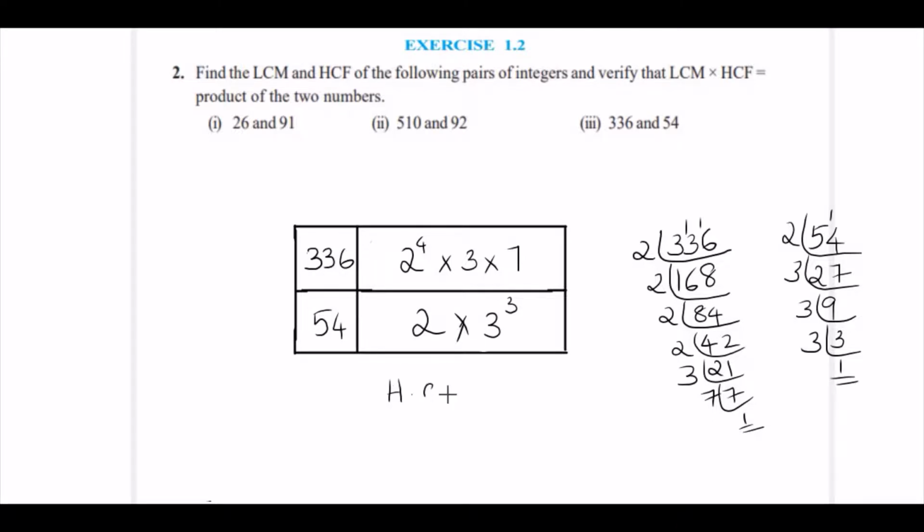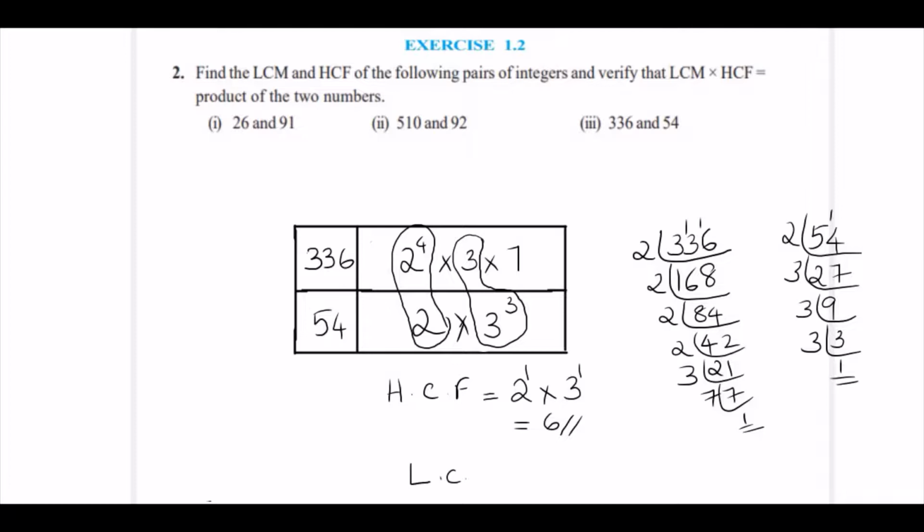Now to find out the HCF, take the common factor. So here 2 is common. 3 is also common. After taking out the common factors, that is 2 and 3, take the power of the least. So 2 into 3, that is 6 is the HCF.